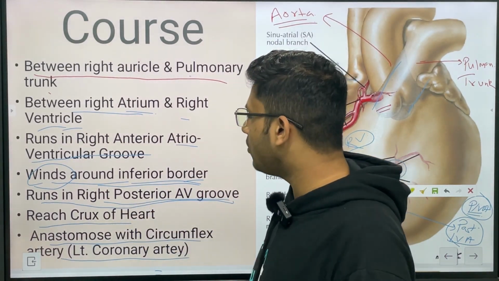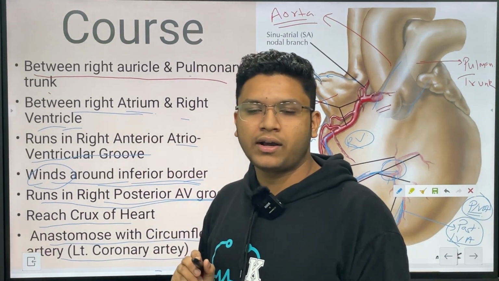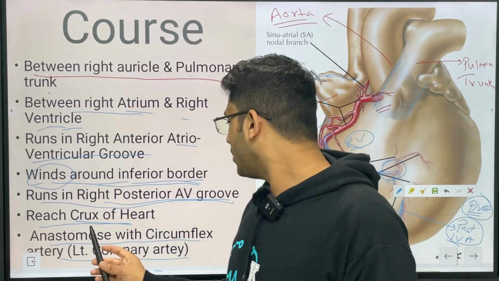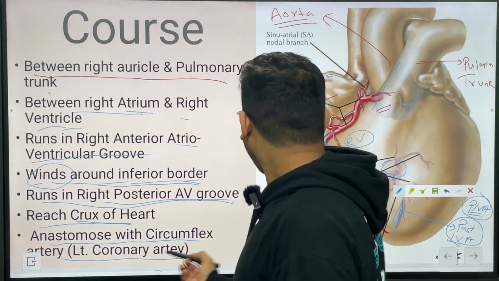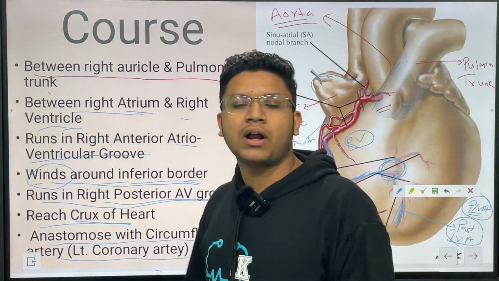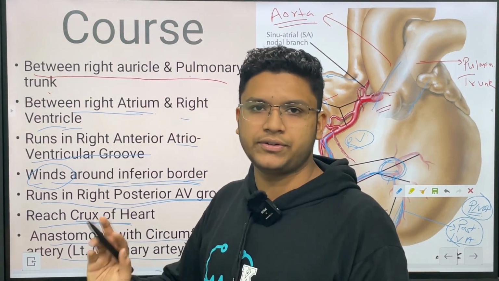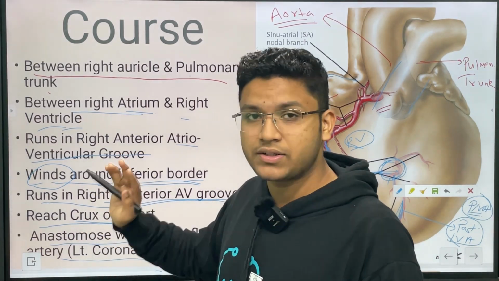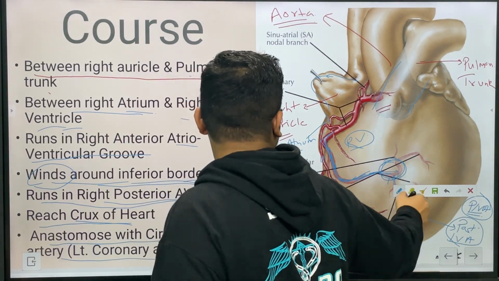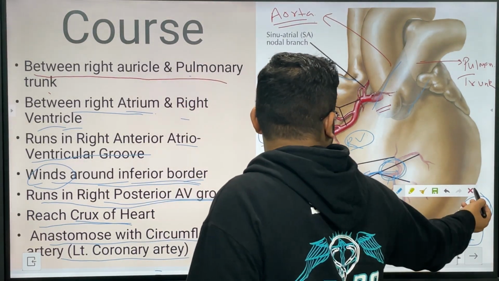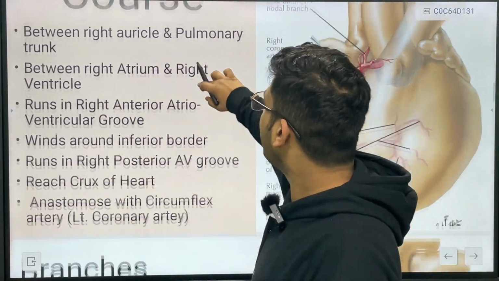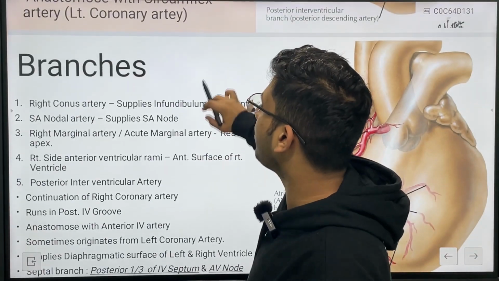Then it goes to the crux of the heart, and finally it anastomoses with the circumflex artery at the crux of the heart and continues as the posterior interventricular artery in the posterior interventricular groove, which is on the posterior aspect. So this is the course of the right coronary artery. Next we will see the branches of the right coronary artery.